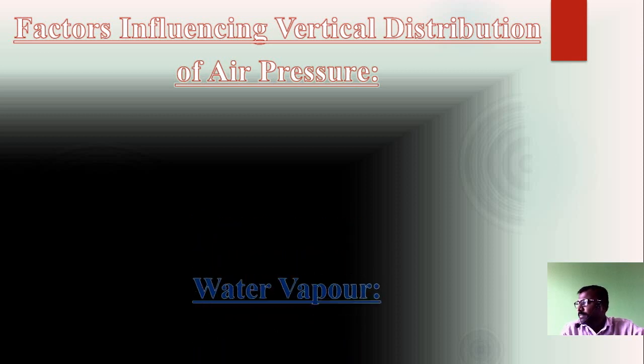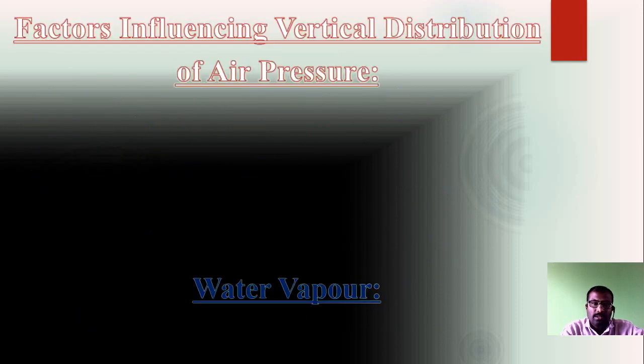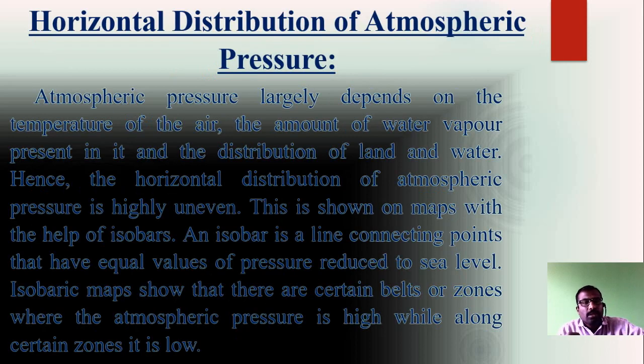Next is water vapor. When the vapor content in the atmosphere is high, air pressure is also high. If water vapor is not present in the atmosphere, air pressure is low. These are some of the factors influencing the vertical air pressure distribution.